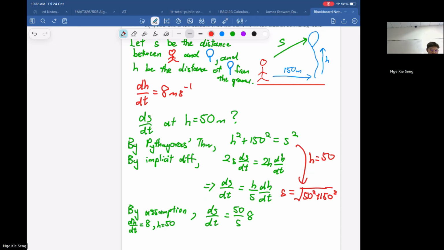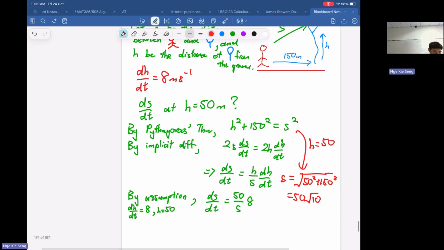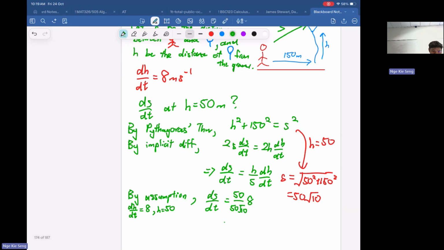50 times square root 10. Okay, so here is 50 times square root 10. Obviously, we don't want to take the negative one. So this is just 8 over square root 10 meters per second.